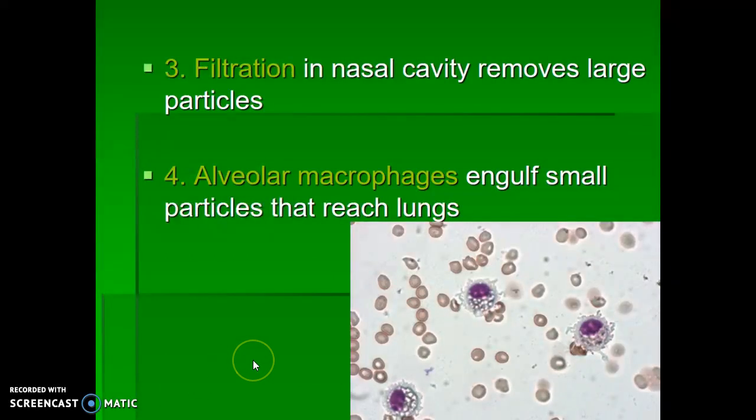Keep in mind filtration, which is happening in our nasal cavity, removing large particles. And of course, the alveolar macrophages I was talking about, which are engulfers of invaders. And if something does reach the lungs and is not trapped by the cilia or the mucus, that's when the macrophages come in and swallow it up.